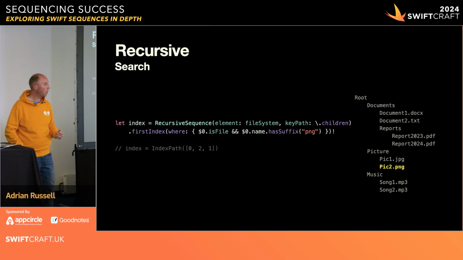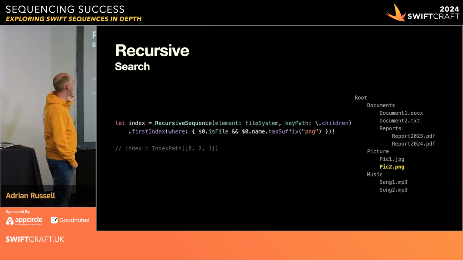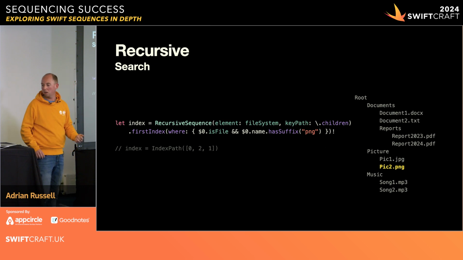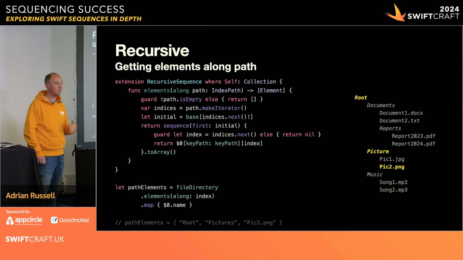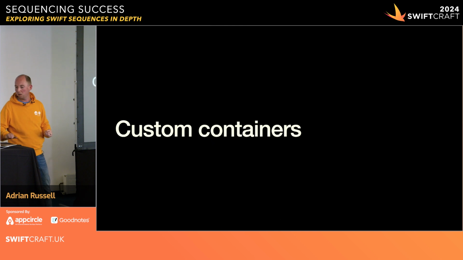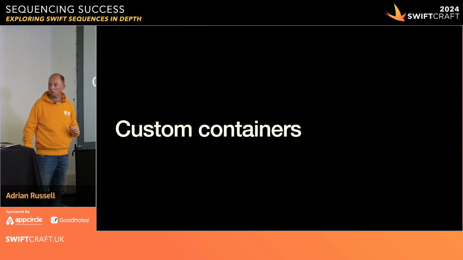And we can search and get an index path. So we can try and find the first element that's a file containing PNG and get the index path out. And then we can go even further and extend our recursive sequence to take in an index path and get all the elements along that way. So now we can pass an index path, map it to name, and get out an array of the names of all those elements. So we've seen that we can do that with extending or making sequences to deal with recursive structures.